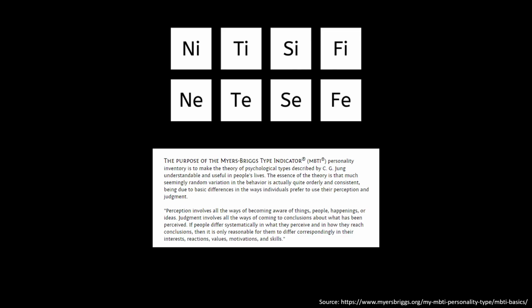So let's get into how AP is different from Jungian typology, and here we'll look at Myers-Briggs and what they have to say on their website. The purpose of the MBTI personality inventory is to make the theory of psychological types described by Jung understandable and useful in people's lives. The essence of the theory is that much seemingly random variation in behavior is actually quite orderly and consistent. Notice how they say behavior.